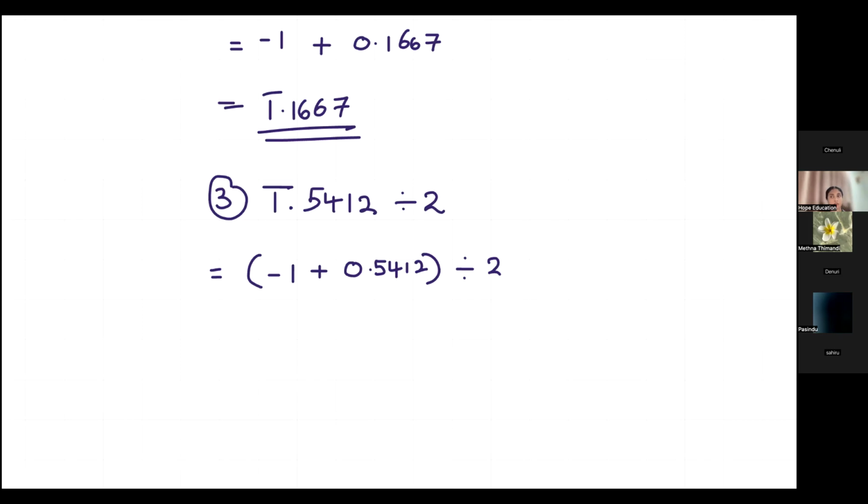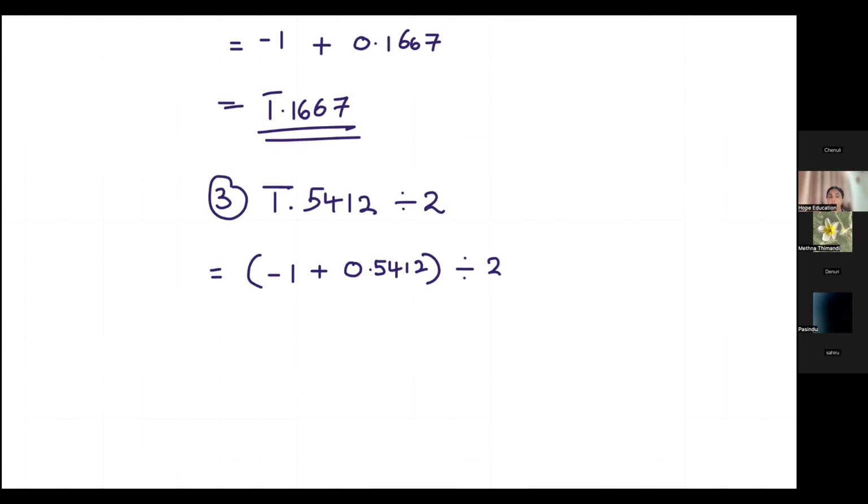Denuri and Sahiru? Sahiru? Sahiru, is it clear? Okay.